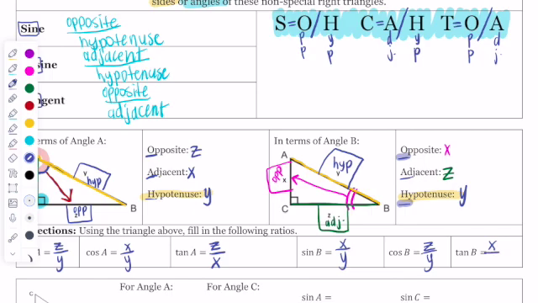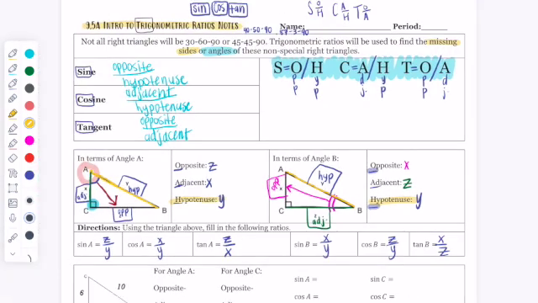Many of you noticed in class that, let's color code this, the sine of A is going to match the cosine of B.